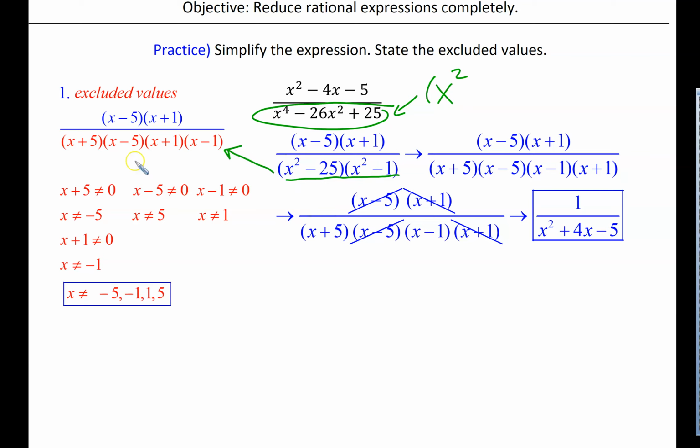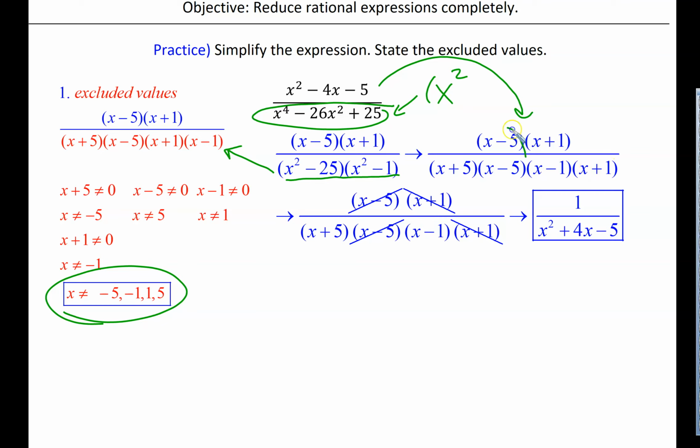Or you could have used, for this excluded values part, your square root property, which should have given you the same final values, here all shown together: -5 and +5, -1 and +1. So then we have a regular old trinomial here, which factors into x minus 5 and x plus 1. All 4 of our factors from our denominator when it's factored completely.